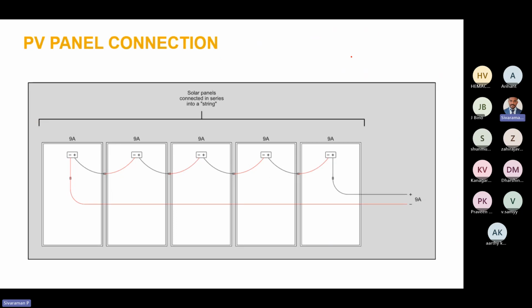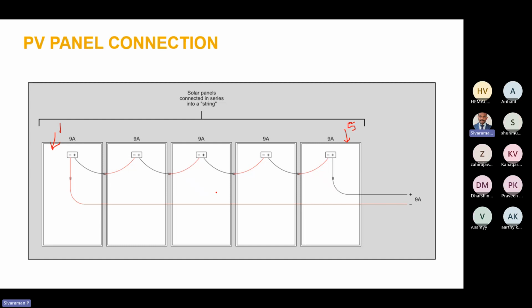The connection of solar PV panels. This will be one panel, and this will be the other panel. In this figure you can see a total of five panels, and all these 5 panels are connected in series. The first panel's positive is connected to the second panel's negative, the second panel's positive is connected to the third panel's negative, and similarly all 5 panels are connected, giving the total positive and total negative.